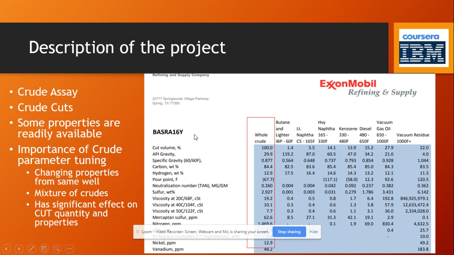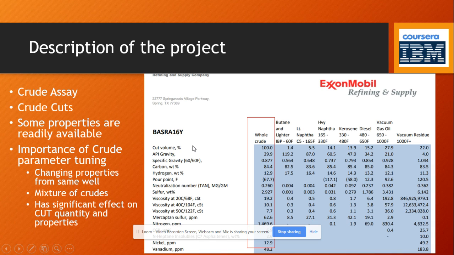But there are certain parameters out here, like say API gravity, which basically indicates the density of the crude. Let us say the sulfur content. Let us say the viscosity. Viscosity means how bad the crude is at flowing, a very informal definition. So these kinds of things can be determined very easily right upfront.